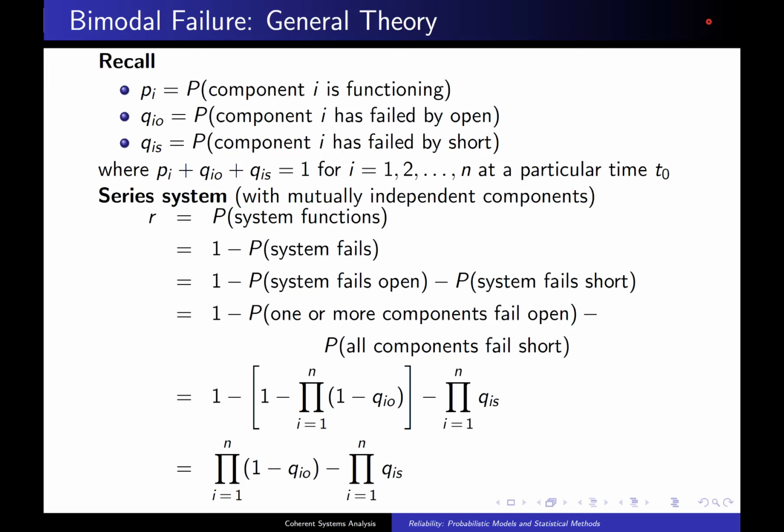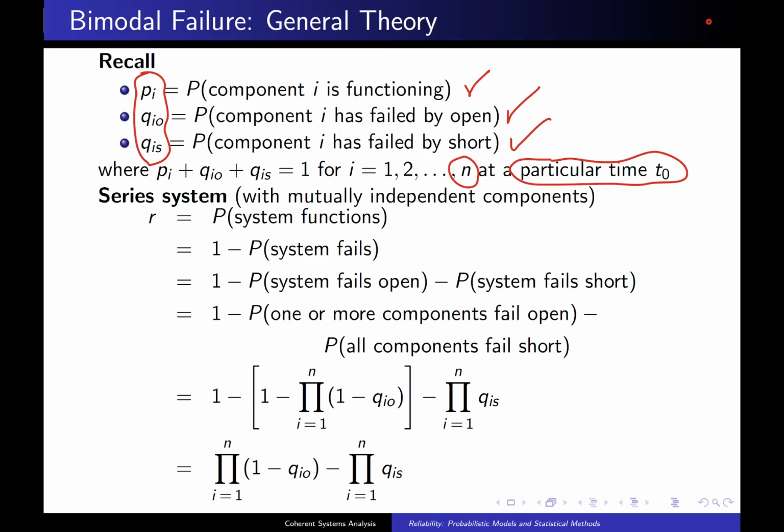So first of all, here is the notation associated with each of the n components, which can fail by open or fail by short. P sub i is the probability that component i is functioning. Q sub i O is the probability component i has failed by open, and Q sub i S is the probability that component i has failed by short. And all of these are at a particular time t0, for example, 1,000 hours.